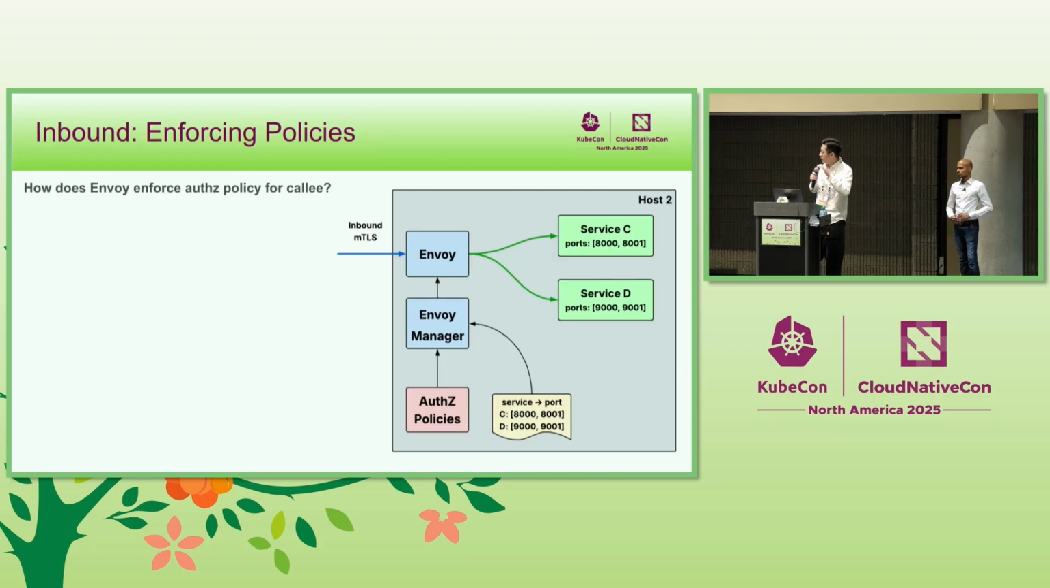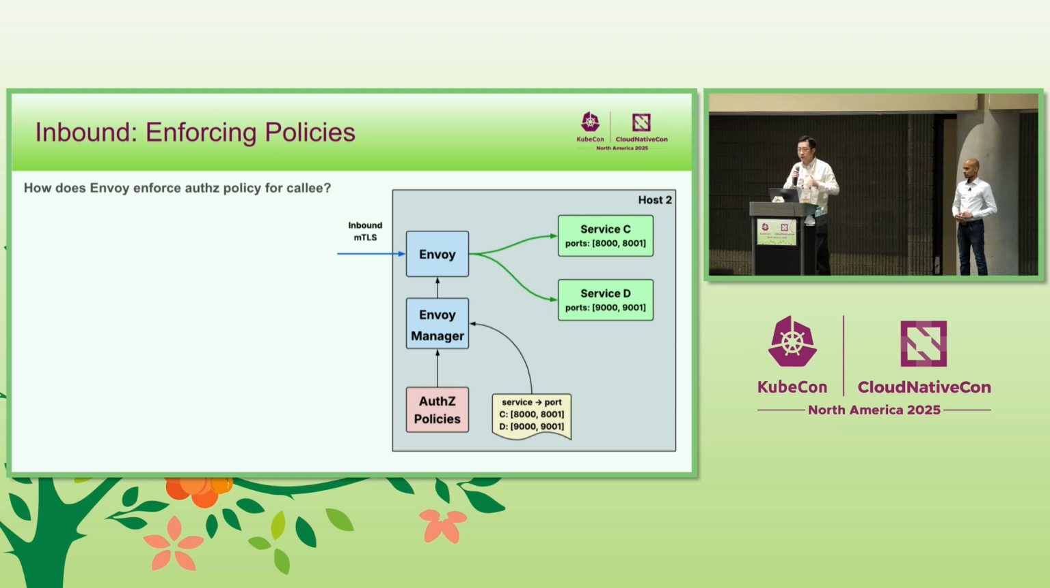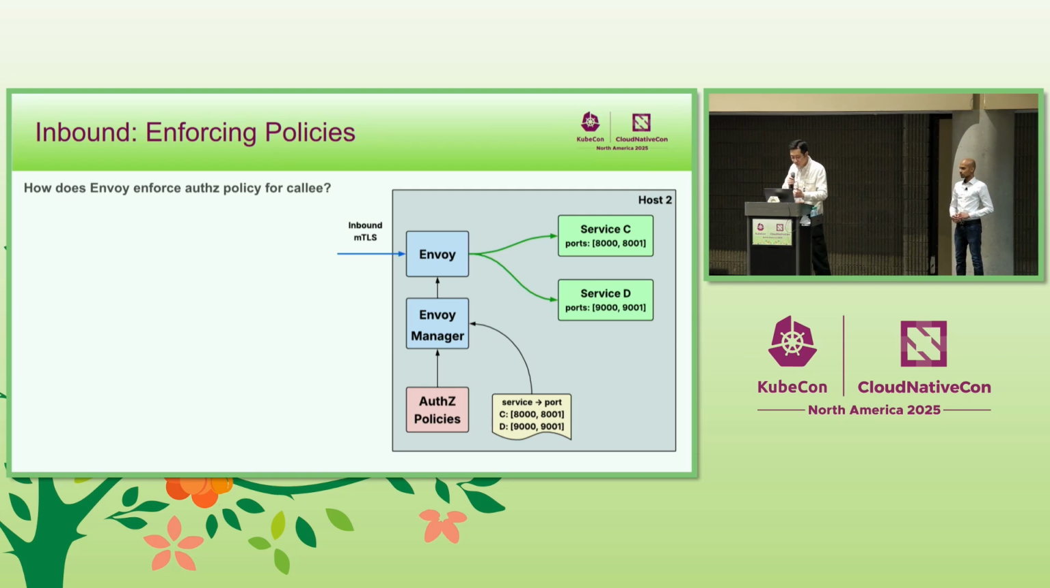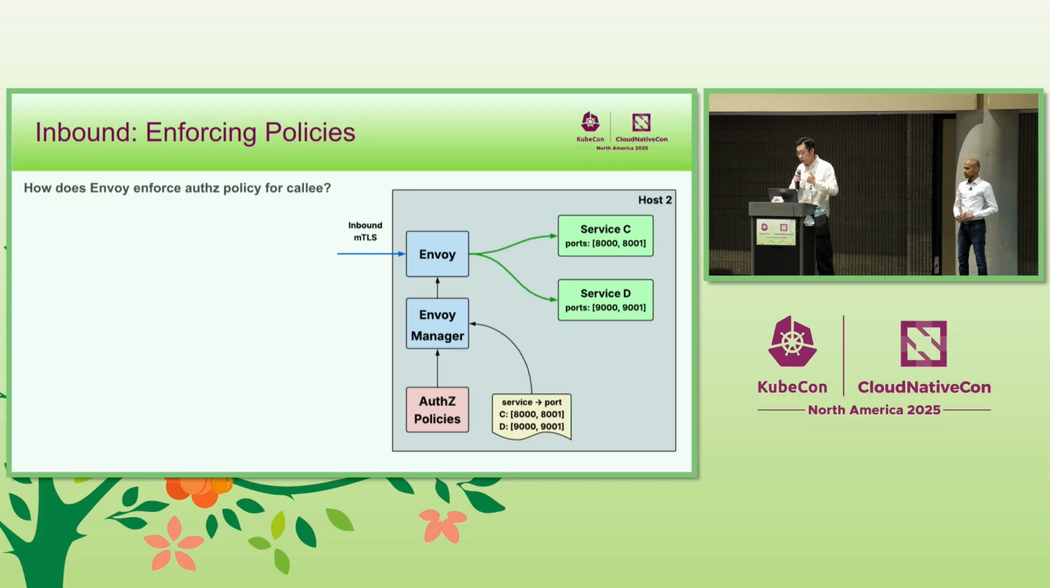Next, let's zoom in on the inbound side of this diagram. When the mutual TLS connection hits the Envoy on the remote host, the most important problem we need to solve here is how do you know which policy to enforce and how do you enforce it actually?